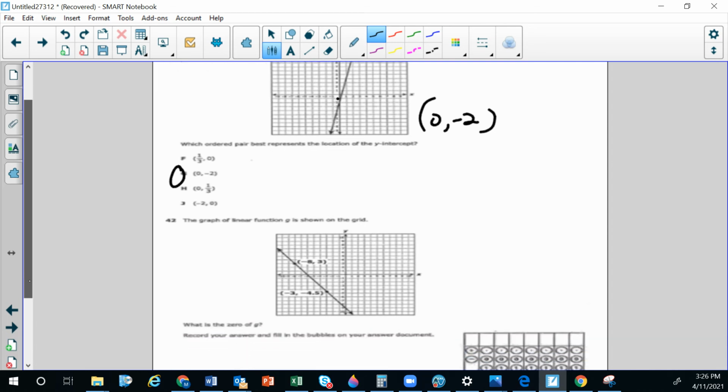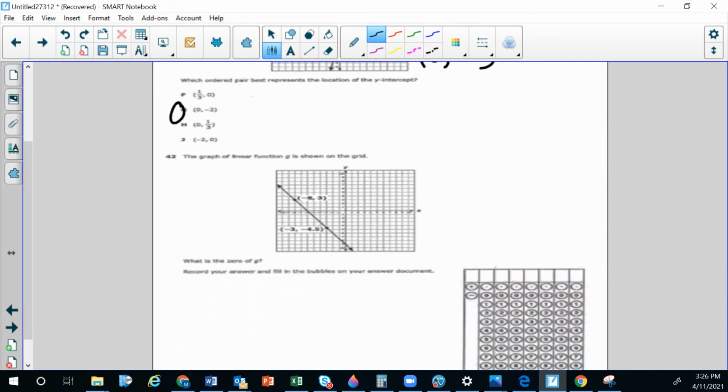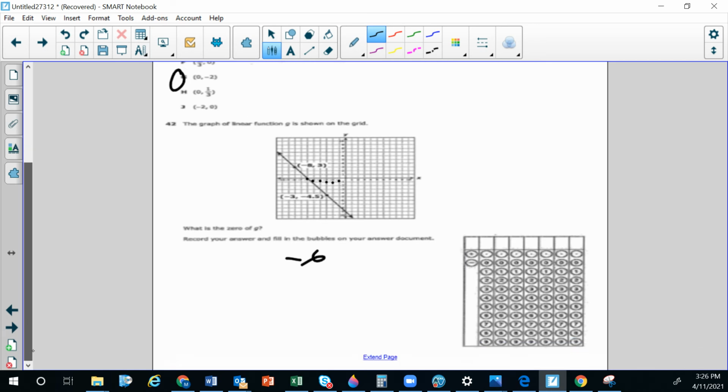And the other one, you're given a graph, and what is the zero of g? Remember, the zero is the x-intercept. And that's going to be at -1, 2, 3, 4, 5, 6. Yes, so that is -6, the x-intercept. Again, for the griddable, you bubble in a negative, and then you go down to 6, right there, -6.